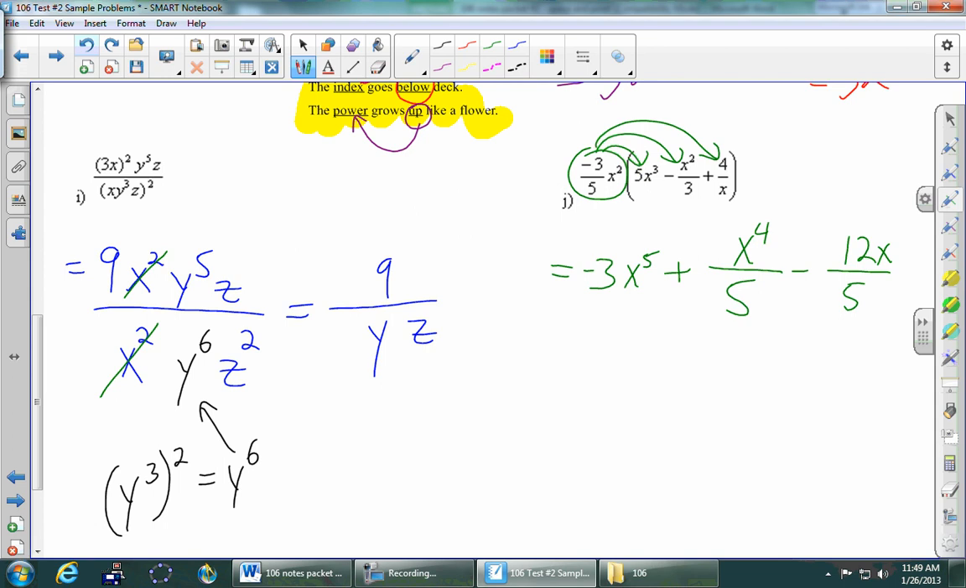So again, with very little writing, but a lot of work that happened kind of behind the scenes, that's our answer. There isn't really much you can do with that. You can try to find an LCD and put it all over 5 if you wish, but I think I'm going to stop with it right there.